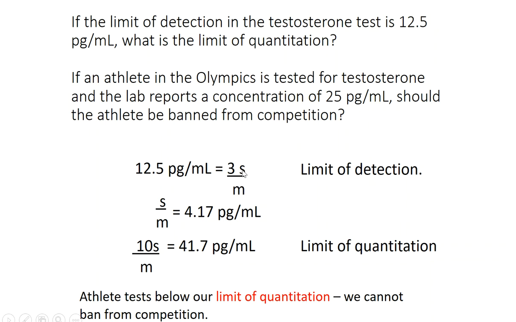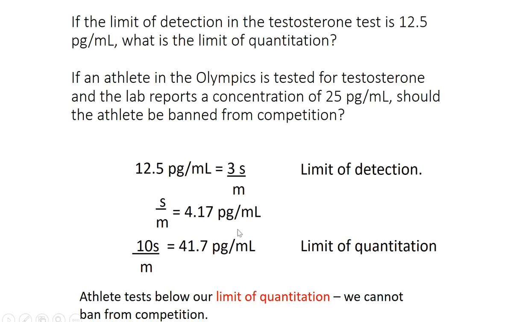So we can find S over M to find the limit of quantitation. So just dividing this by 3, we solve for the error in y over the sensitivity, S over the slope. And that's what this value is. This is the noise, essentially. The limit of quantitation then must be 10 times bigger than the noise. So 10 times 4.17 gives you 41.7 picograms per milliliter. This is the lowest concentration that we can report an actual number for. If it's lower than this, we can't report a numerical quantity for the amount of testosterone we've measured.